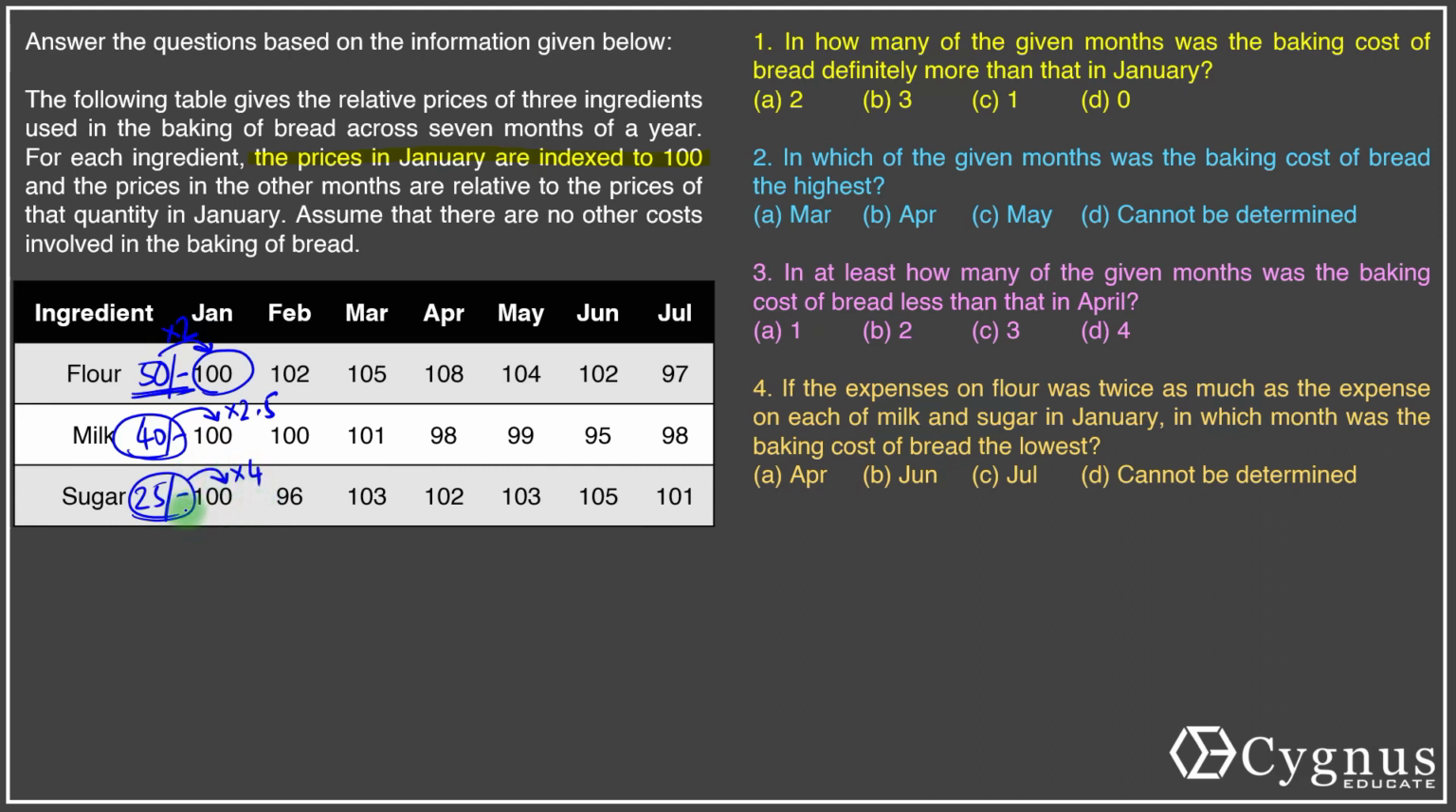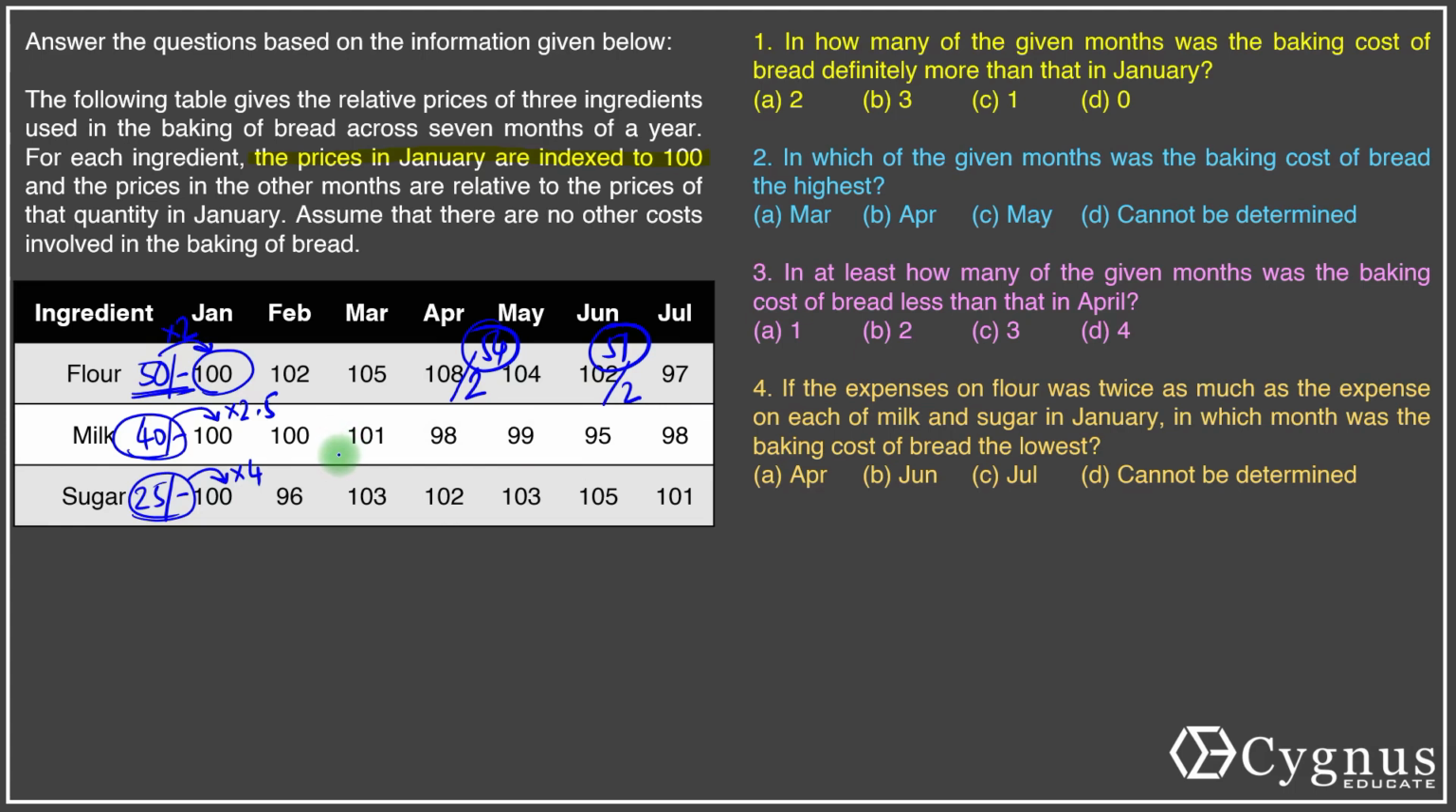So therefore, whenever I would want the prices of flour in any month, what I would do is just divide the corresponding value by 2. So 108 by 2, the price would be 54 in April, or 102 by 2, the price would be 51 in June, so on and so forth. Actually, this is exactly what indexing means.